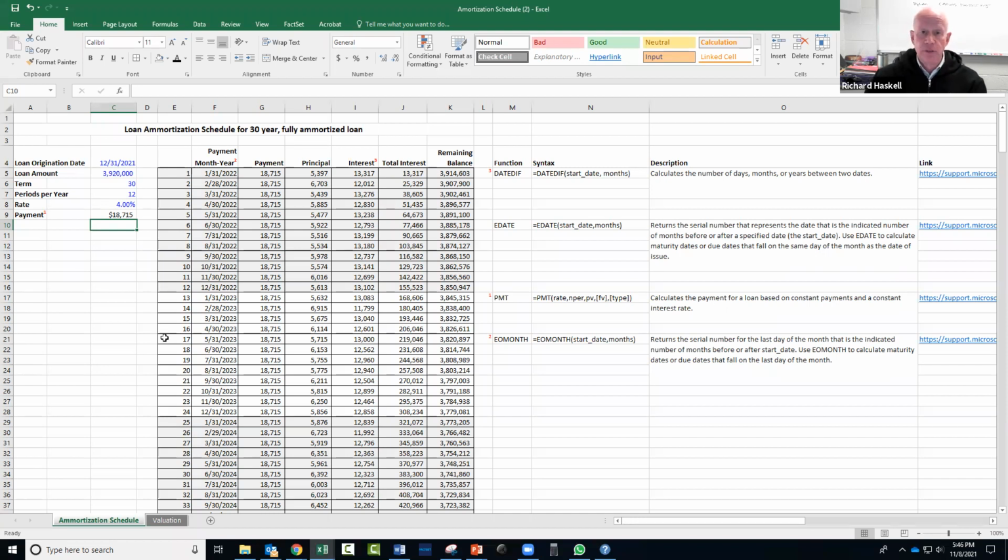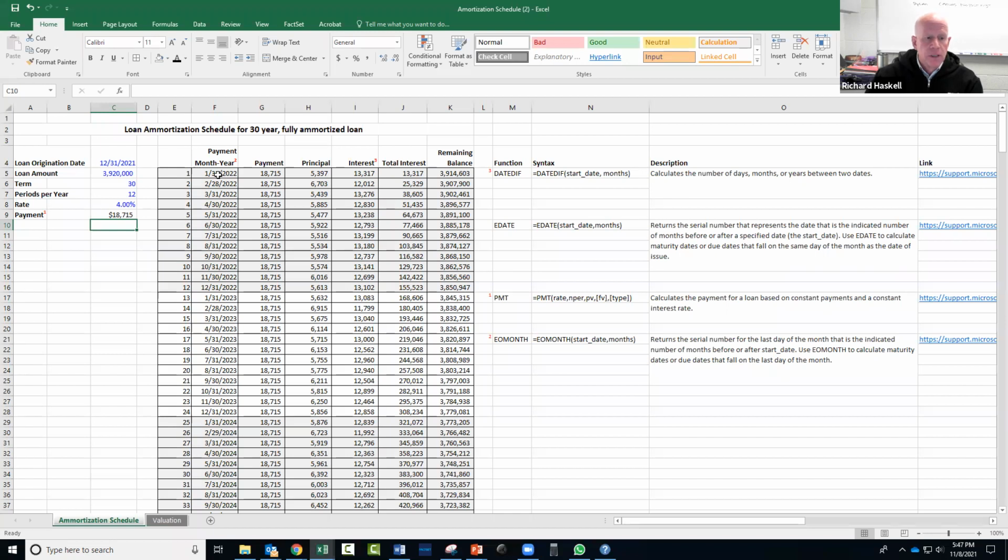So now I have to go through the columns and rows here. I have a column for the payment date, month and year. I've got a column for the payment itself, a column for the principal amount of that payment, a column for the interest amount of the payment, a column for the total interest, which is just a running total, and then a column for the remaining balance. Let's see where those come into play.